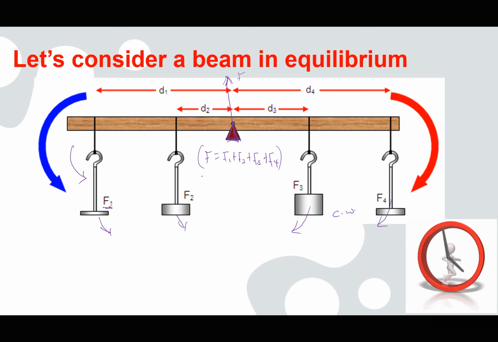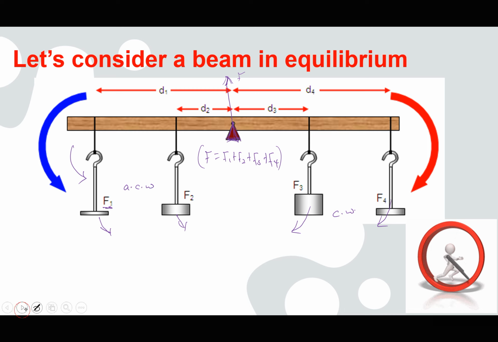F2, the moment is F2 times D2. F3, the moment is F3 times D3. And F4, the moment is F4 times D4. But remember, F1 and F3 are causing clockwise moments. F1 and F2 are causing anti-clockwise moments.